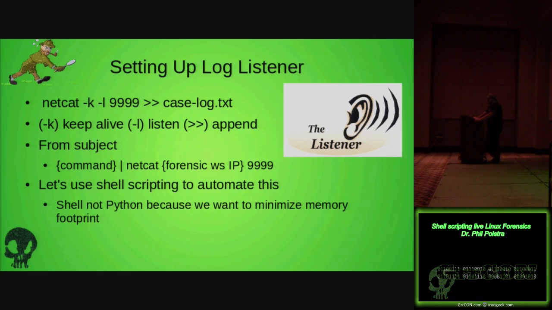So from the subject, you have a command, and then you can pipe it to netcat, and then give it the IP of your forensics workstation, and then whatever port you used. And we will use shell scripting to automate this. Now, some of you might like Python. Who likes Python? All right, I like Python too. But for this purpose, Python is going to use a little bit more memory. So I want to minimize that disturbance. So I'm actually going to use shell scripting instead of Python for this.